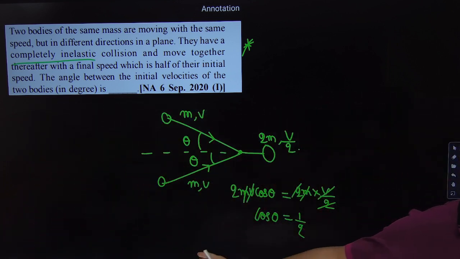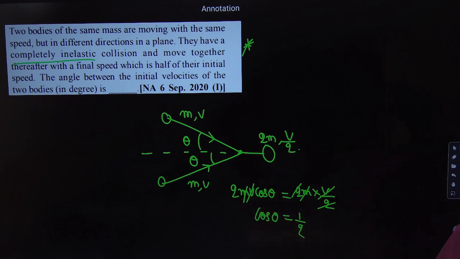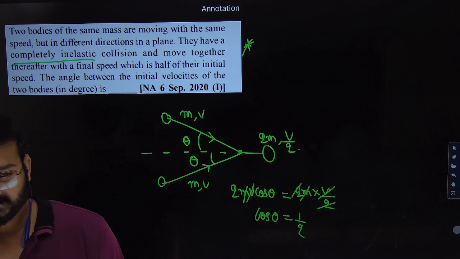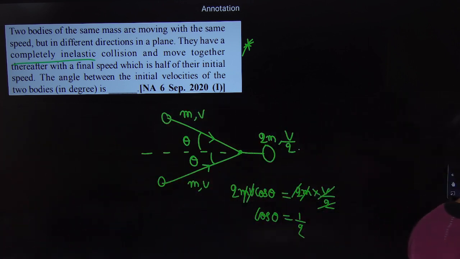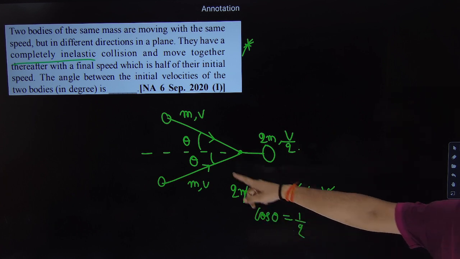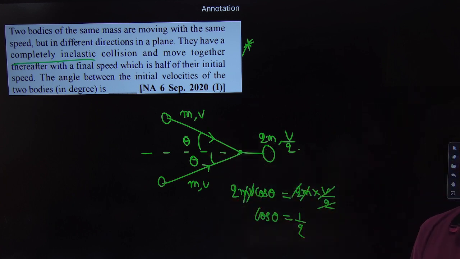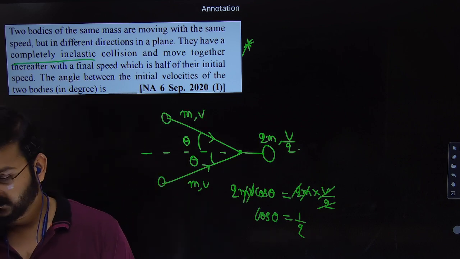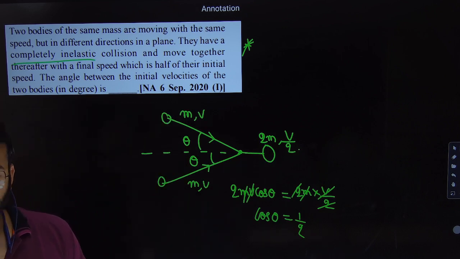In how many steps you got the answer? One step. Okay. Cos theta is 1 by 2, theta is 60. They ask total angle. So total will be 120. Any doubts? All clear?